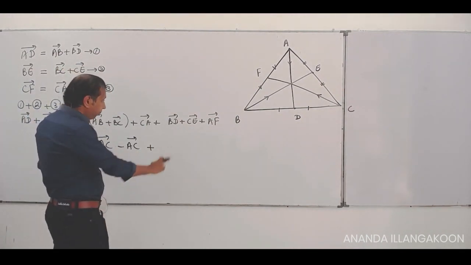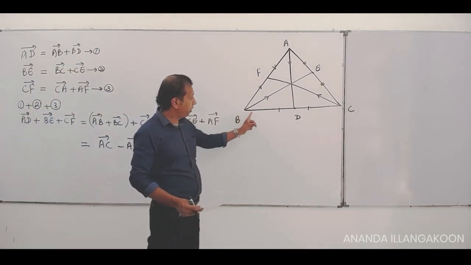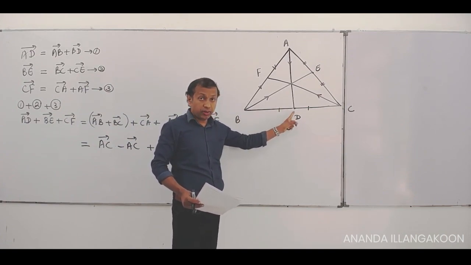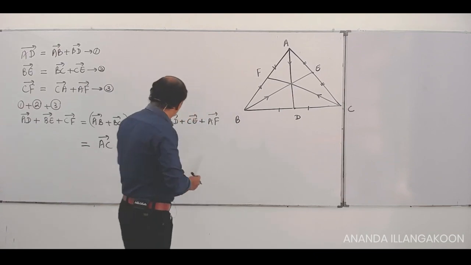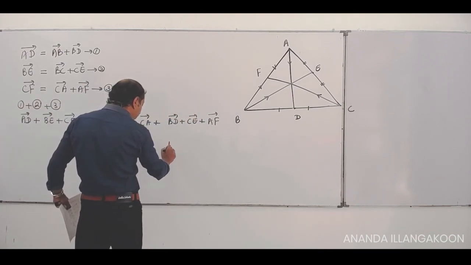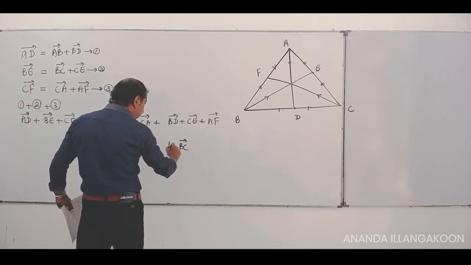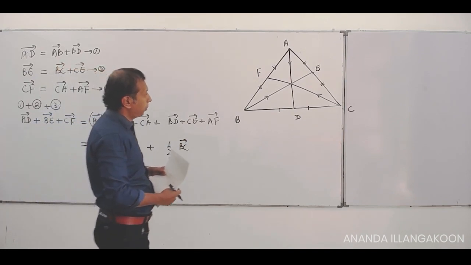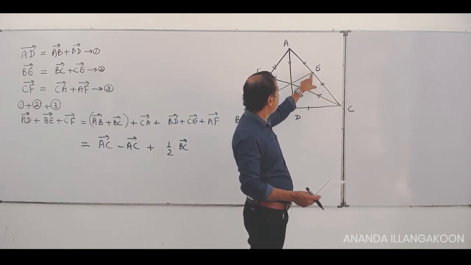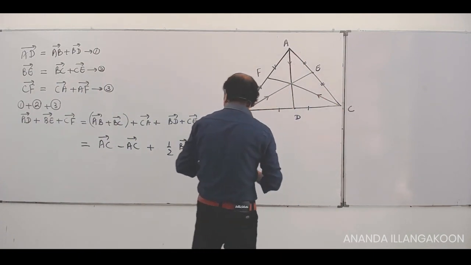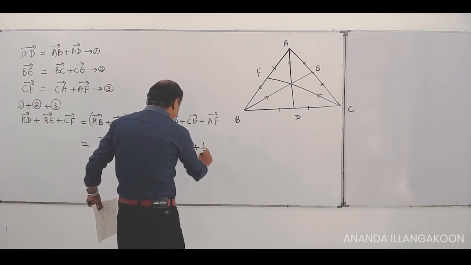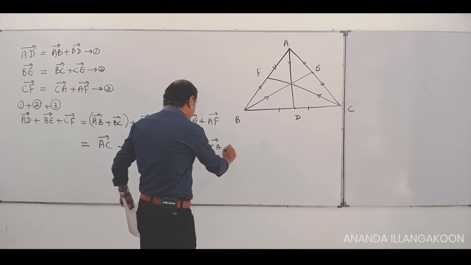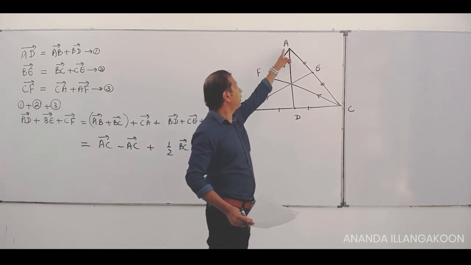Now, BD. This is the midpoint. Then this BD vector I can write as half of BC. The CE vector: E is the midpoint, so half of CA. The AF vector I can write as half of AB.